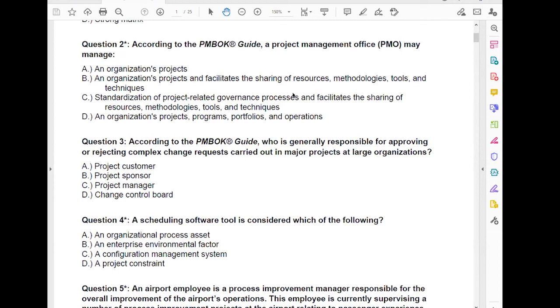Ano, nosebleed ako dito, sir. Tissue. Actually, hindi ako pumasa nito sa sample test na to. Sabi nga daw, mas mahirap pa tong Prepcast kaysa sa actual. Mahirap ang Prepcast. Okay, we go to the next one.